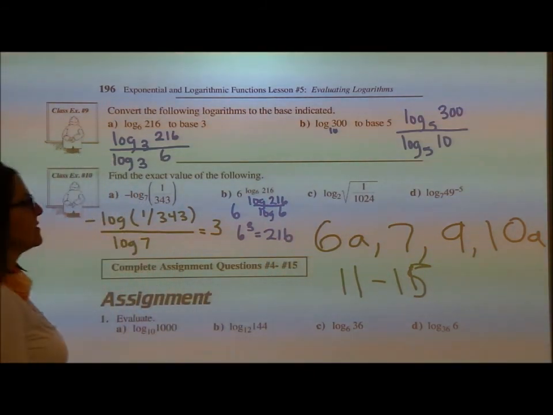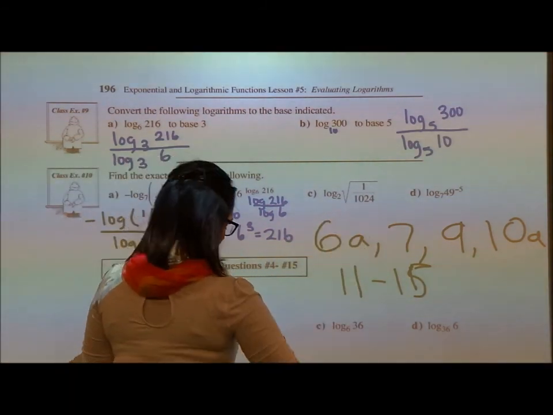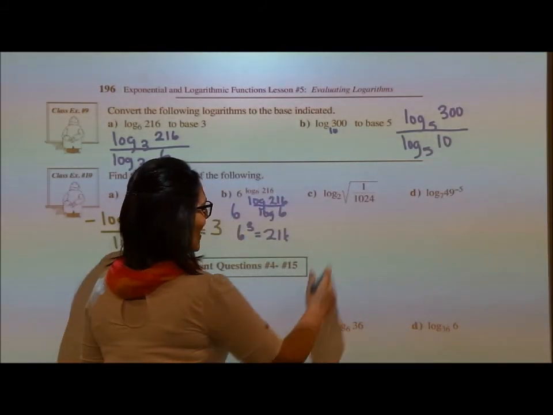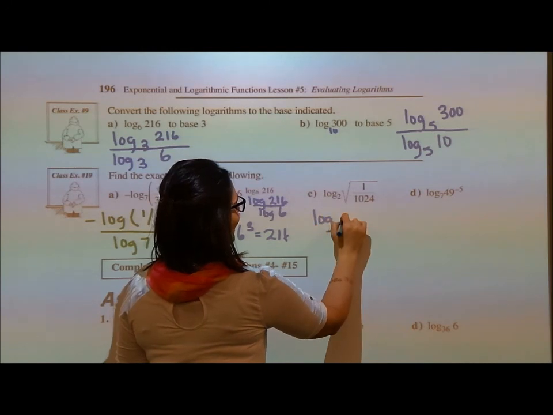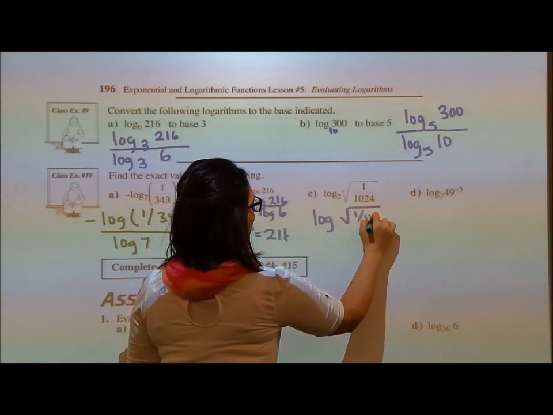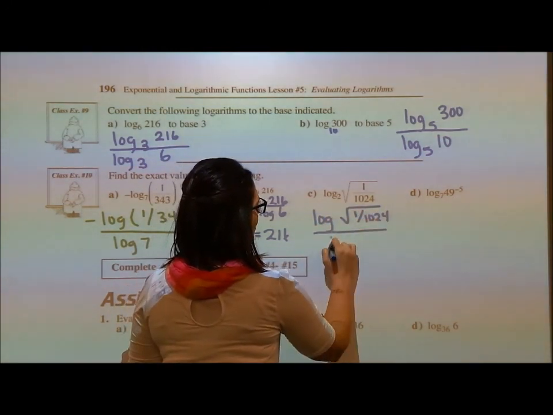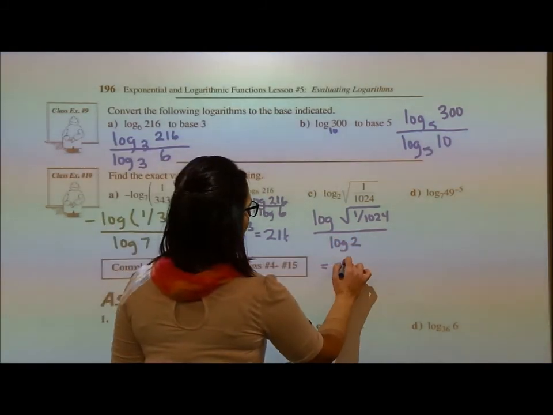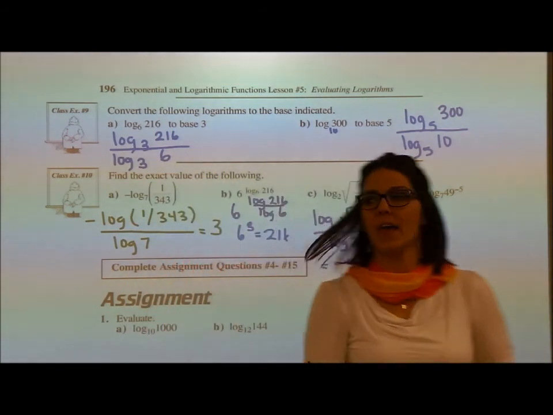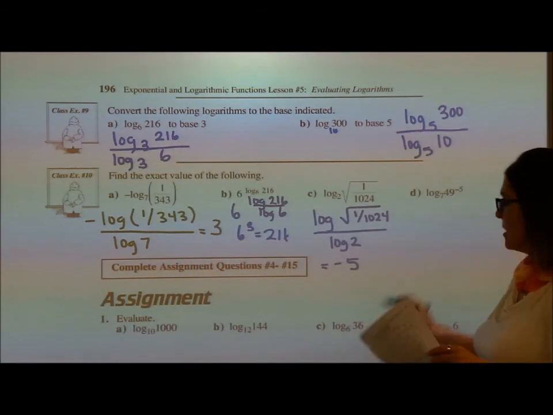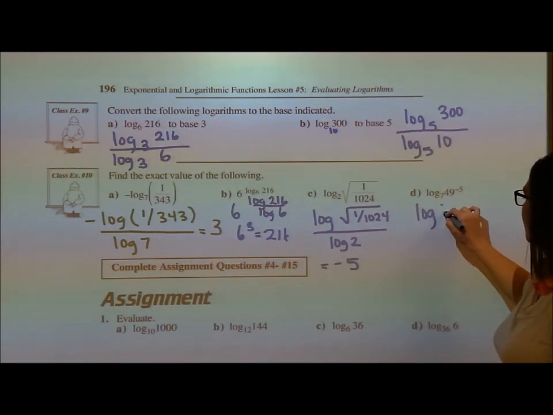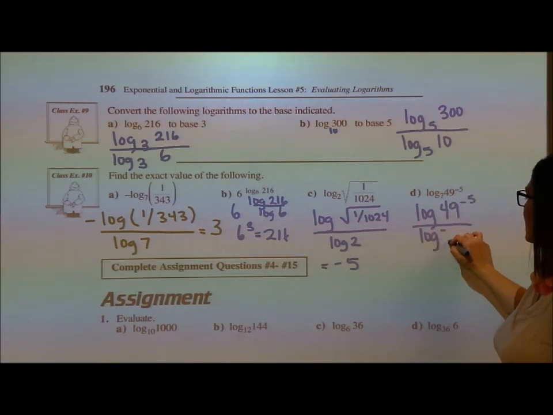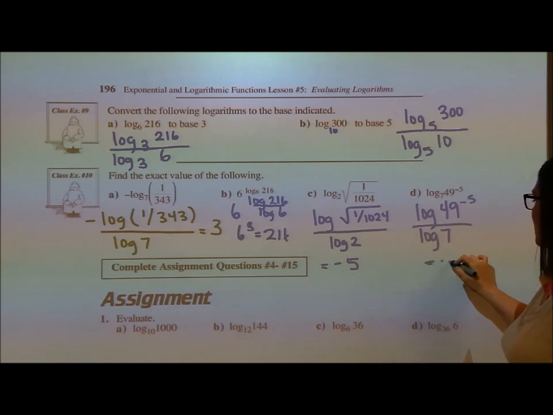For C, sorry Evan, I'm erasing my numbers. Log square root of 1 divided by 1024 over log 2, which equals negative 5. And then this last one is log 49 to the power of negative 5 divided by log 7, which equals negative 10.